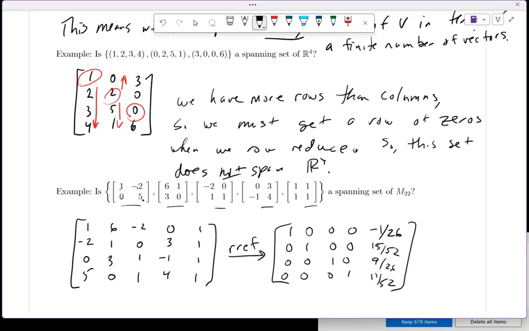Okay. The important part is a pivot in every row, right? So since we have a pivot in every row, this is a spanning set. That was the important part. Since we have a pivot in every row, it spans.